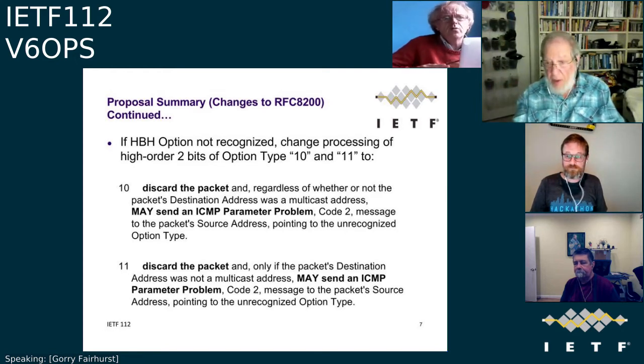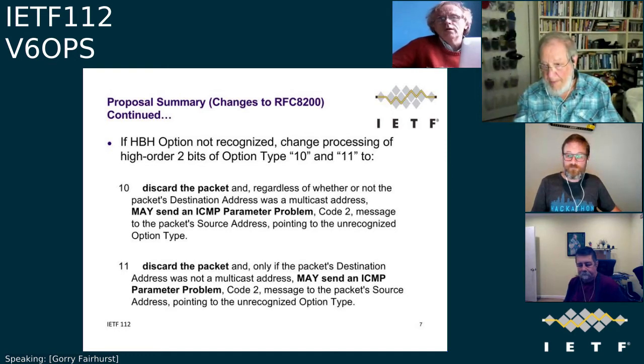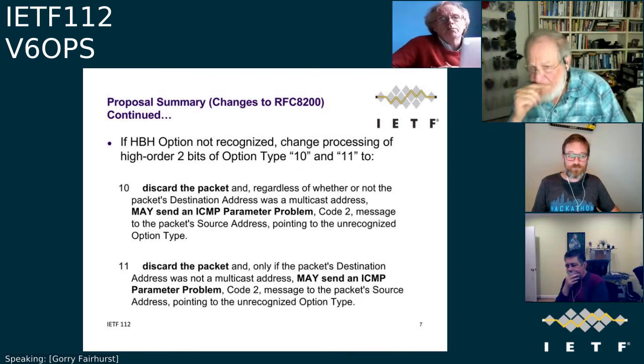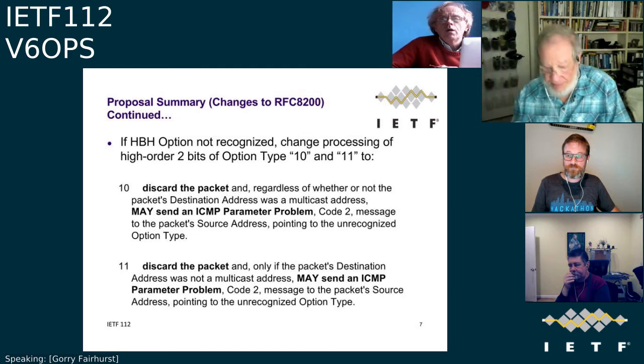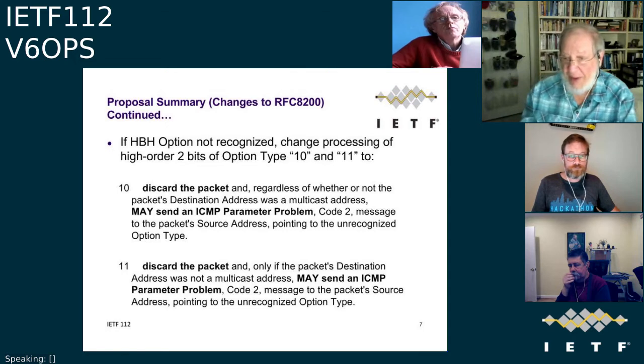So how can this really help? If we follow these rules, you discard the packet regardless of whether or not the destination address was a multicast address for type 10, and you can send the ICMP parameter problem. Maybe smart router vendors will send one and then will not send more. There are ways, but you don't have to, it's a may. And similarly, 11 was changed as well to discard packet and may send an ICMP parameter problem. So changes to the 8200 spec and the real words are in the draft. Next slide.